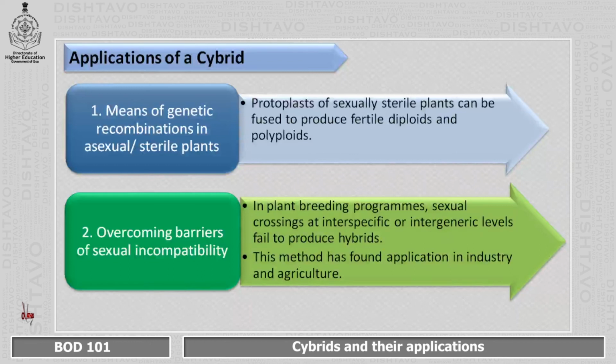Overcoming barriers of sexual incompatibility. We know sexual incompatibility is a process wherein the pollen grain is rejected by certain stigma of plants, thus forming a barrier in plant breeding programs. So in plant breeding programs, sexual crossings at interspecific or intergeneric levels fail to produce hybrids because of sexual incompatibility. So the method of cybridization helps in this regard. It has found application in industry and agriculture.